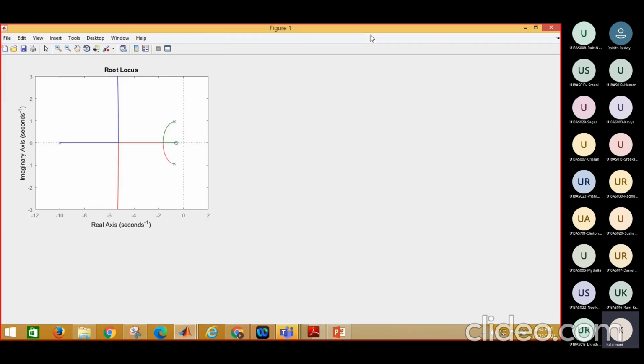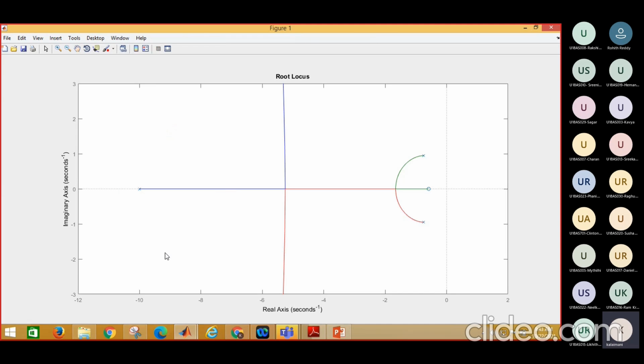These are the root locus branches. We need to find the breakaway as well as the break-in point. If you see here, from s equal to minus 10, the root locus branch moves along this direction. It will intersect or break away from the path, and it will meet at zero at infinity.